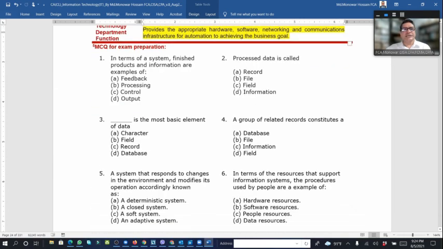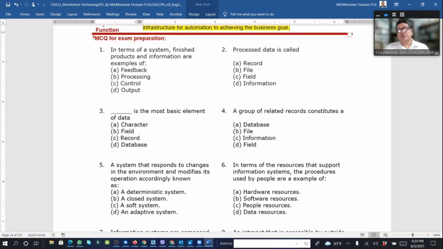So we will see a few MCQs, filling the blanks, and some small case studies. A few items here are not all from the first chapter, also from the IT side, just for understanding. Look here, in terms of a system, finished product and information are examples of what?